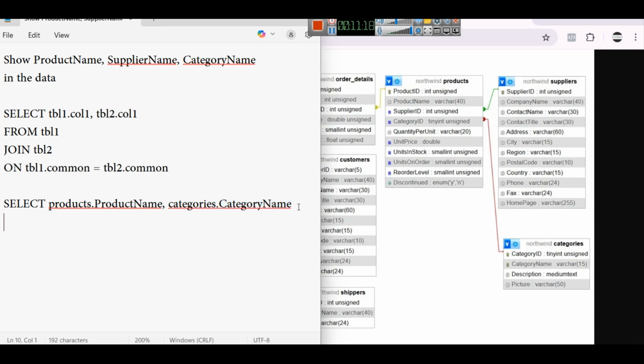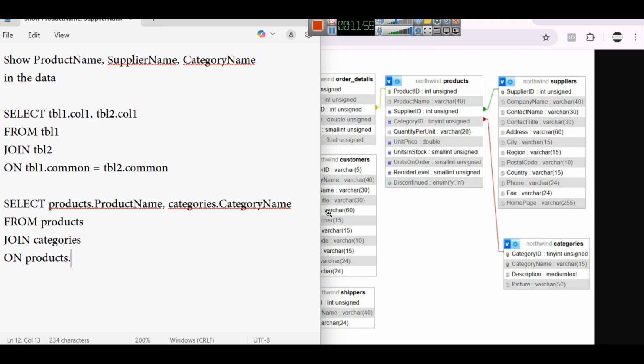Okay. From, what will you write in from? From table name. What is the table name here? Products. What will you write in join? Category. Here category is selected. So we will write categories. What will you write in on? On products dot product name equal to category dot category name.